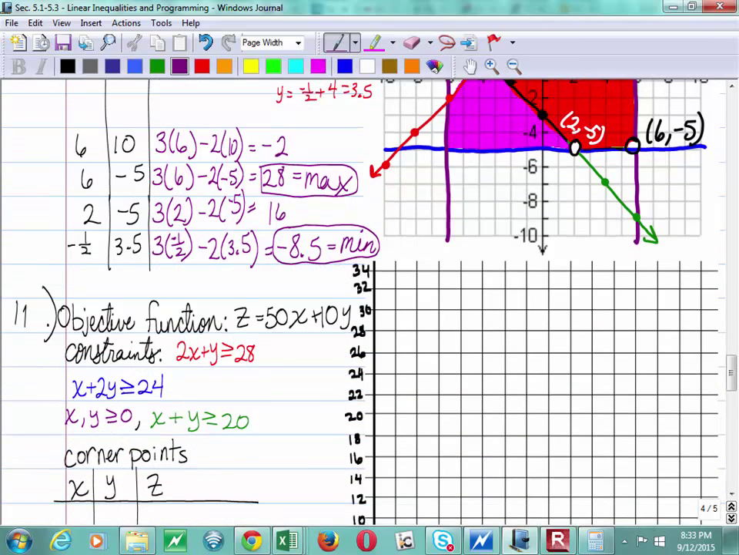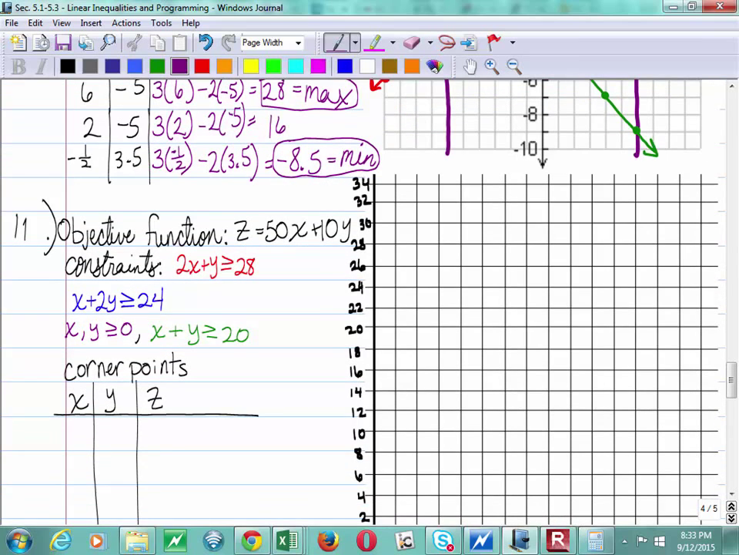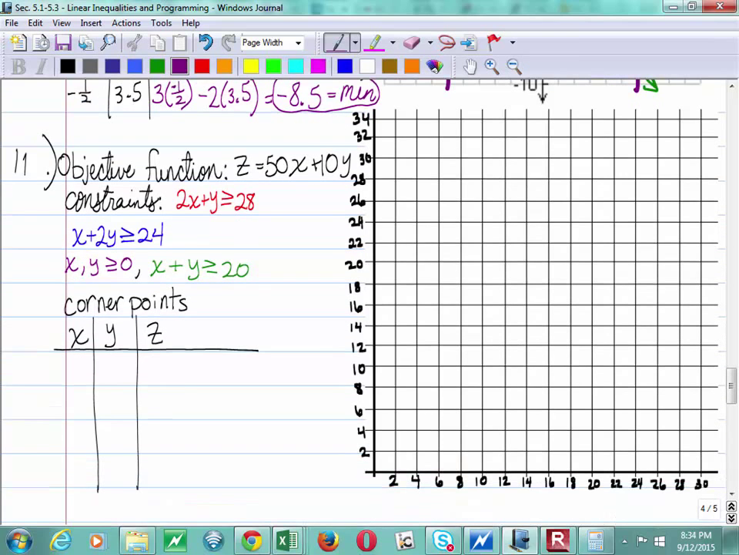Okay. Number 11 is basically the same thing. We have the constraint that x and y are both greater than or equal to 0. So I went ahead and just used a graph that starts at 0, 0 and only shows the positive quadrant.